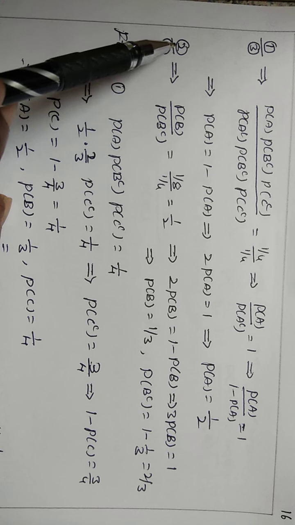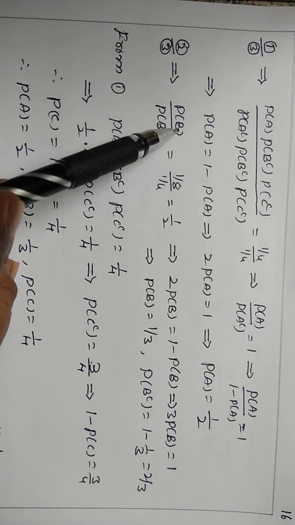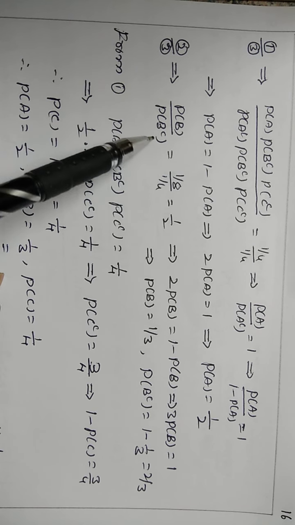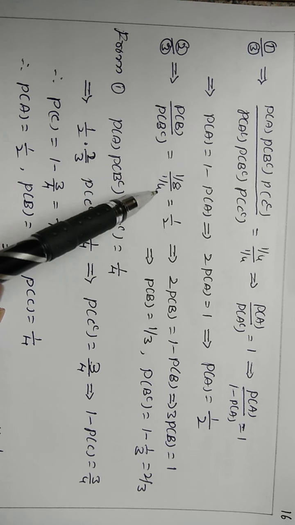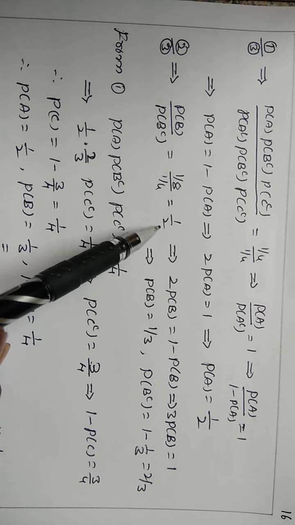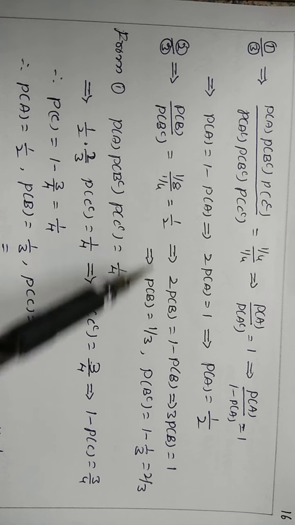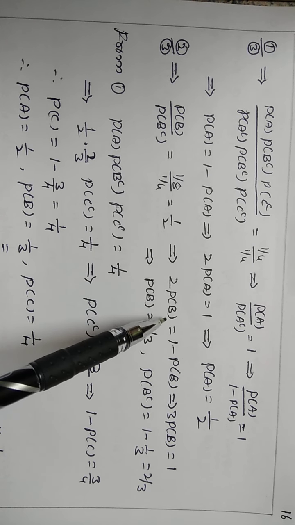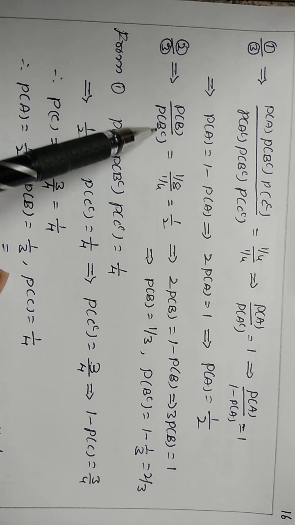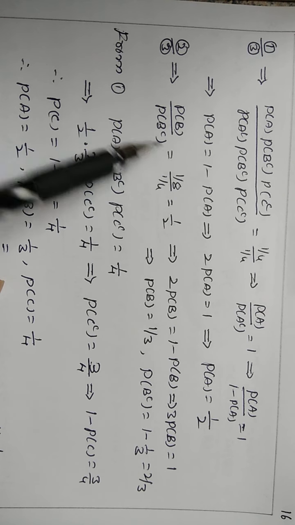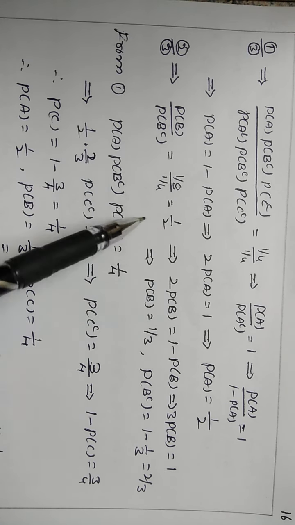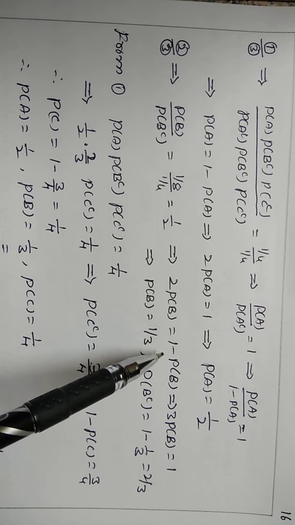Next, dividing 2 by 3. P of B by P of B complement is equal to 1 by 8 by 1 by 4, that is equal to 1 by 2. That implies 2 P of B, P of B complement is equal to 1 minus P of B. Cross multiply above like this one. Like this. 2 P of B is equal to 1.